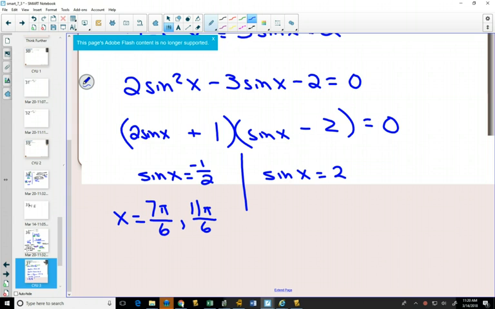Sine x equals 2, not on our pie plate. How come this is non-calculator? How can we solve that without our calculator? We can just say it's not possible. Because if sine is opposite over hypotenuse, and you have 2, which would be 2 over 1, can you have a right angle triangle where the opposite side is 2 and the hypotenuse is 1? No. And so we've solved this.